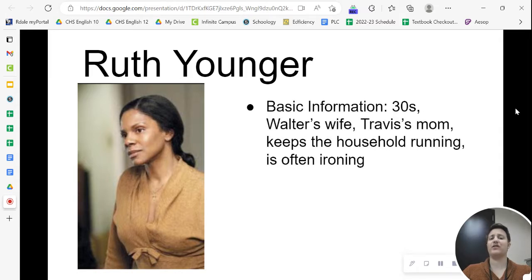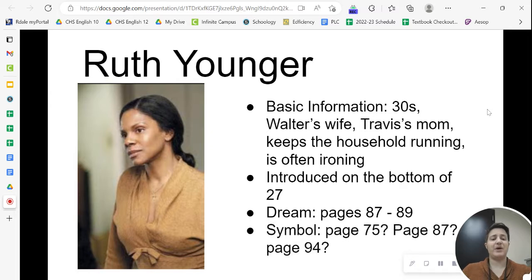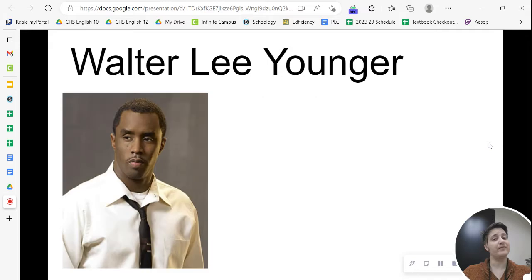Ruth, we know she's in her early 30s. She's Walter's wife and Travis's mom, and she's the practical one. She keeps the household running, is often ironing and cleaning, trying to hold things together. She is first introduced on the bottom of page 27, and we can see some examples of her dream on pages 87 to 89. Some options for symbols you can look at for her: page 75, page 87, page 94. If you're interested in Ruth, explore some of the moments you remember most about her, see what you can find.